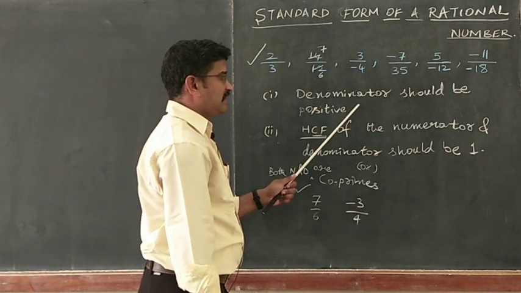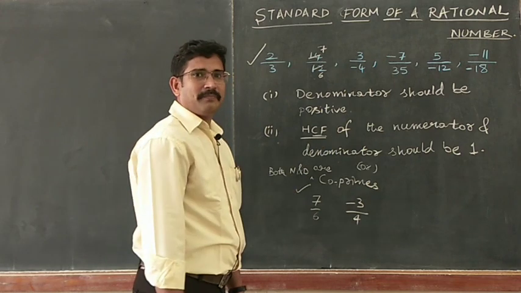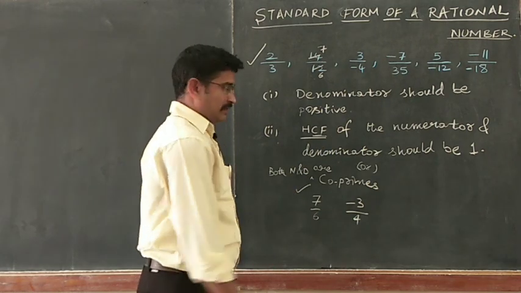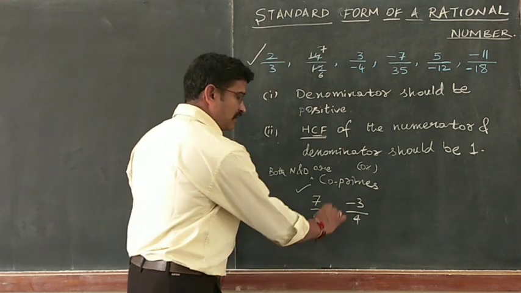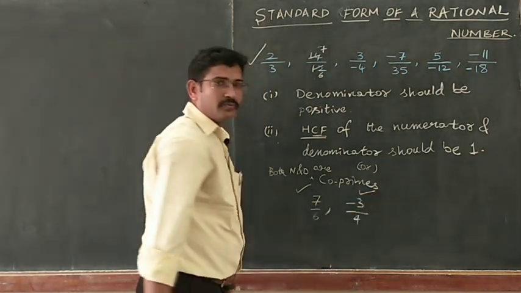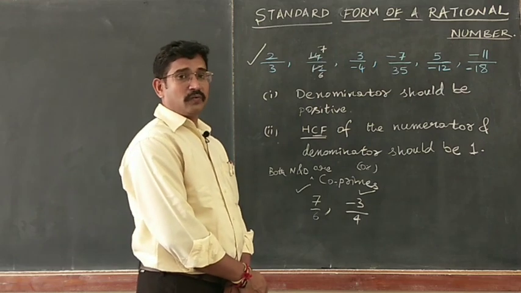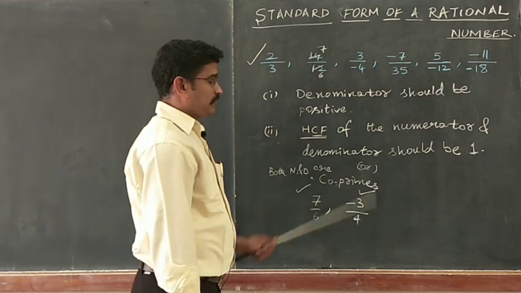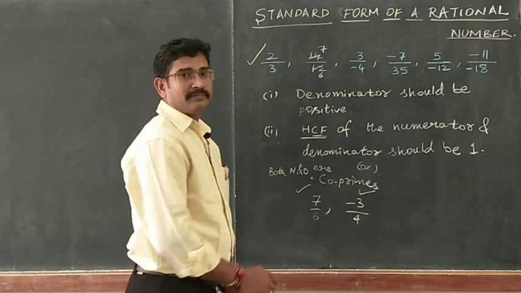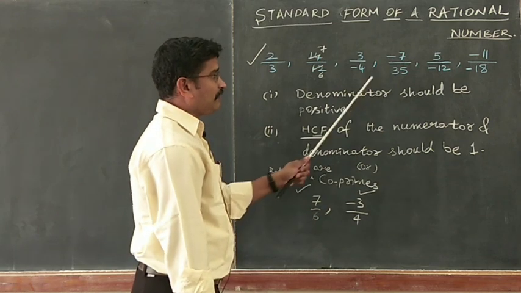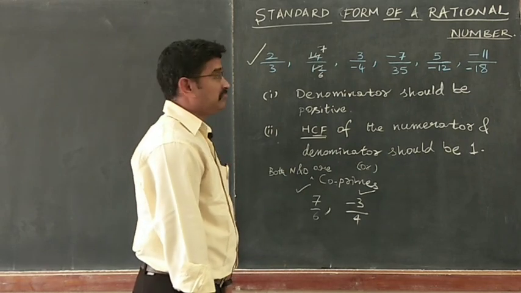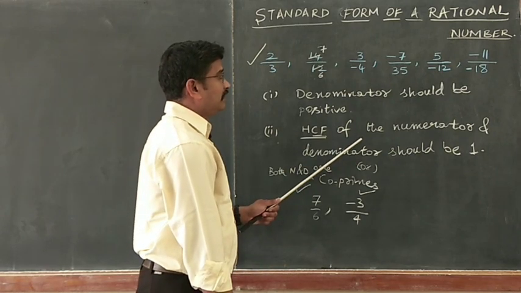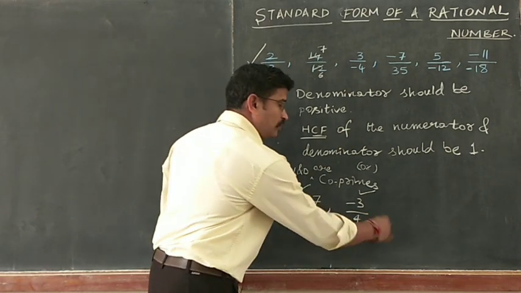Now, the first condition is satisfied by this number, and can it be simplified further? No. So, that is how this comes into standard form. You know how to convert a rational number into standard form. Now, does this one satisfy the second condition or the first condition? You watch. The first condition is satisfied, but the second is not. So, what should we do?